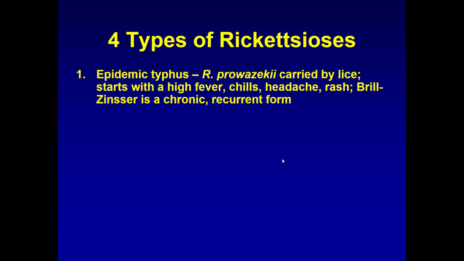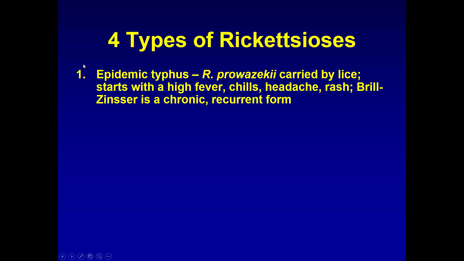So, all right. The first rickettsias, Rickettsia prowazekii, is carried by lice. It starts with a high fever, chills, headache, rash. There's a presentation called Brill-Zinsser, which is a chronic recurrent form, but normally Rickettsia prowazekii causes epidemic typhus. Now, typhus, this high fever, chills, headache, rash, you're like, oh, that sounds kind of like typhoid fever. And that's exactly why typhoid has that name, because it is typhus-like in symptoms.